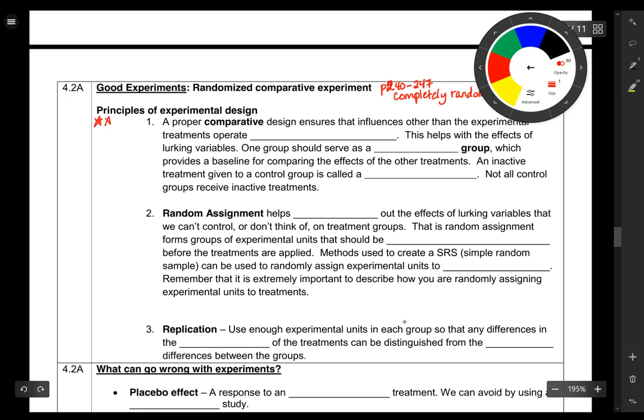This little topic has so many multiple choice questions that could come from it. I would really start this entire thing. So the principles of good design, there's three of them. The first one, they have to be comparative, random assignment, and replication. So a proper comparative design ensures that influences other than the experimental treatments operate equally on all groups.